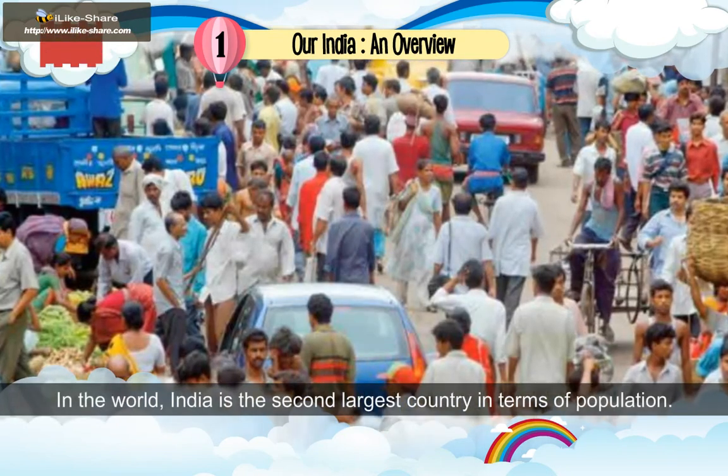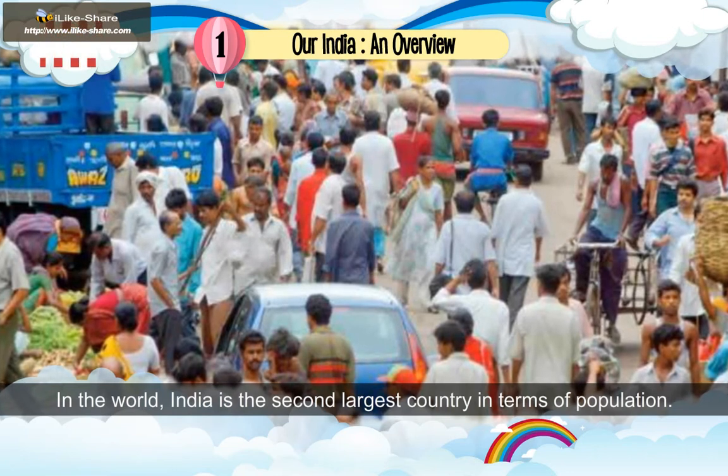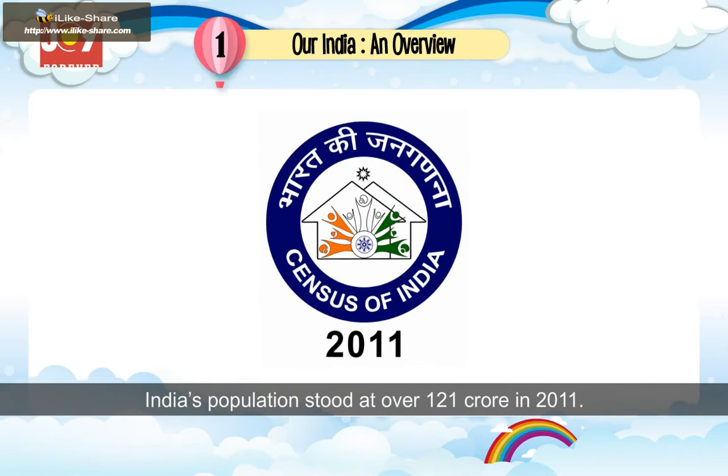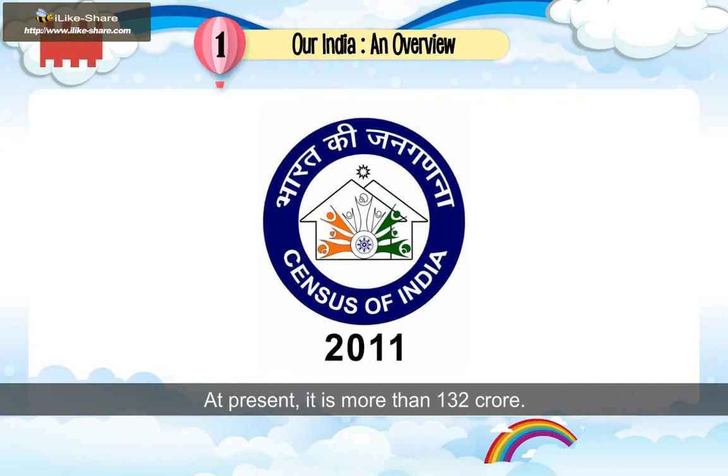In the world, India is the second largest country in terms of population. As per the census of India, India's population stood at over 121 crore in 2011. At present, it is more than 132 crore.